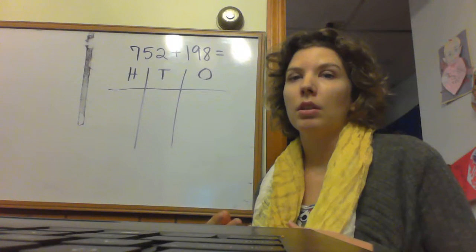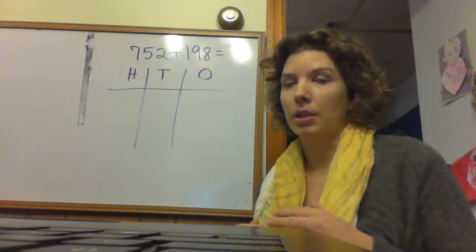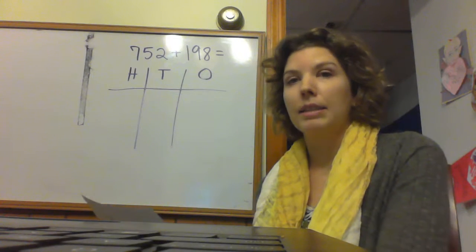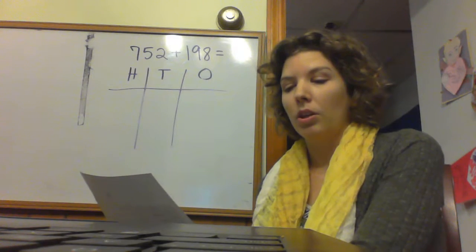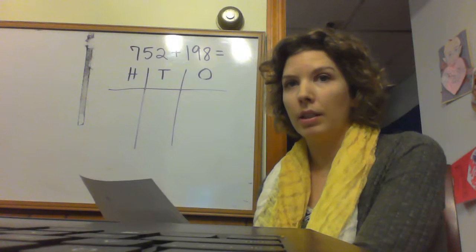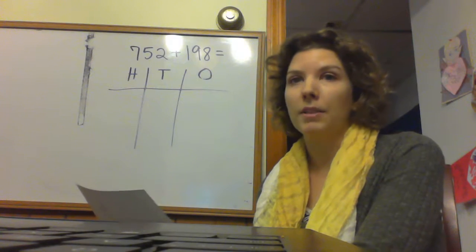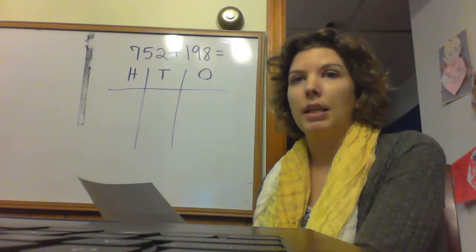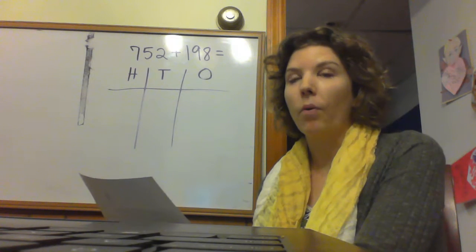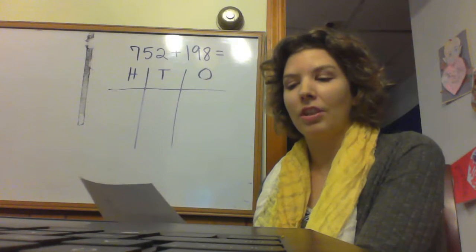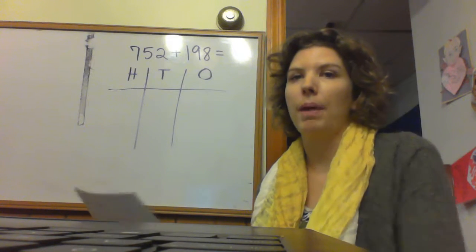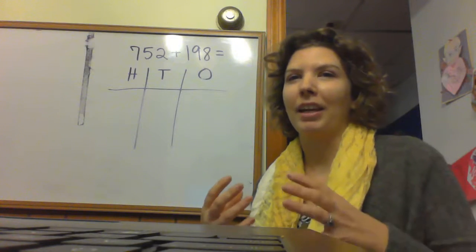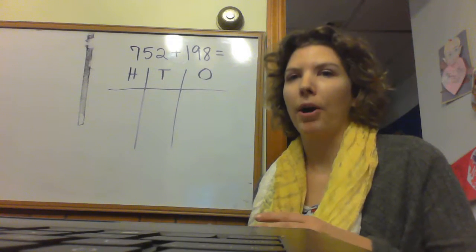For Georgia, the 2 standards that I'm going to be talking about today are add and subtract within 1,000 using concrete models or drawings and strategies based on place value. And then the other standard is add up to 4 two-digit numbers using strategies based on place value. So think about those for a second and let's take them apart.